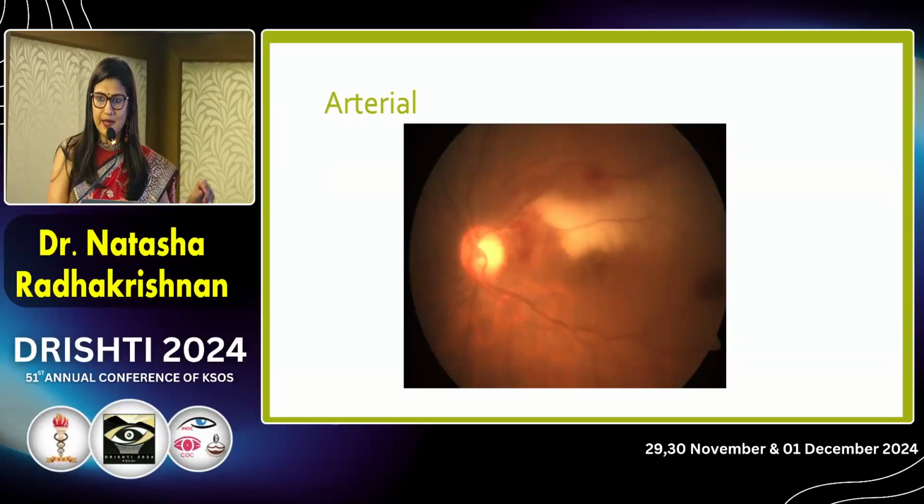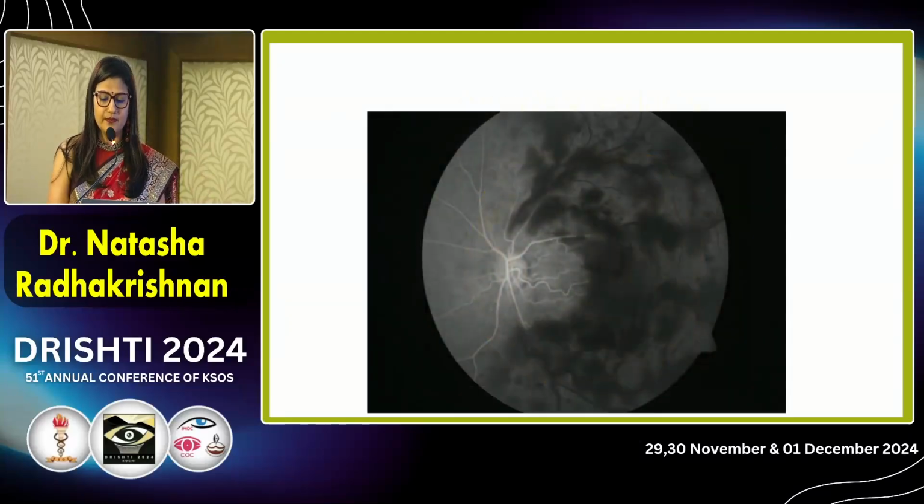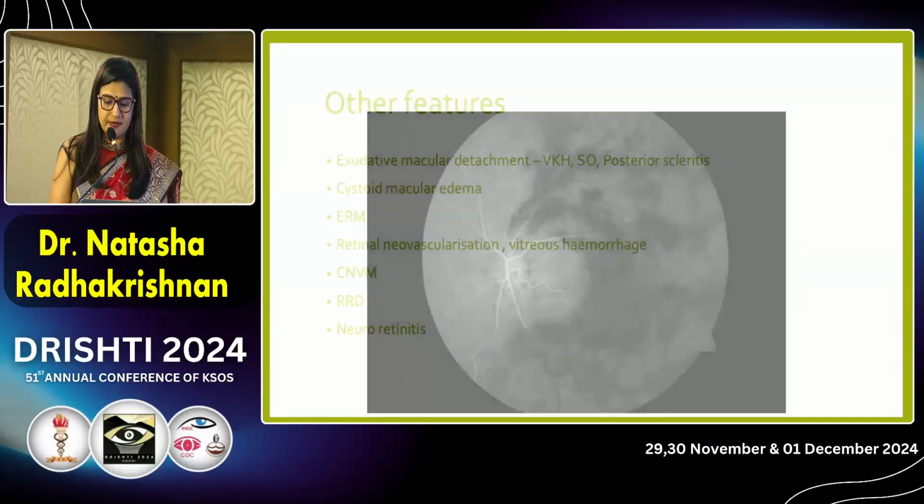So you will see patchy retinal whitening around it. So arterial vasculitis, combined occlusive. Here you can see there is whitening of the retina with a large amount of hemorrhages. So here both the artery and the vein have been occluded by vasculitis, and this was the FA of the same patient.